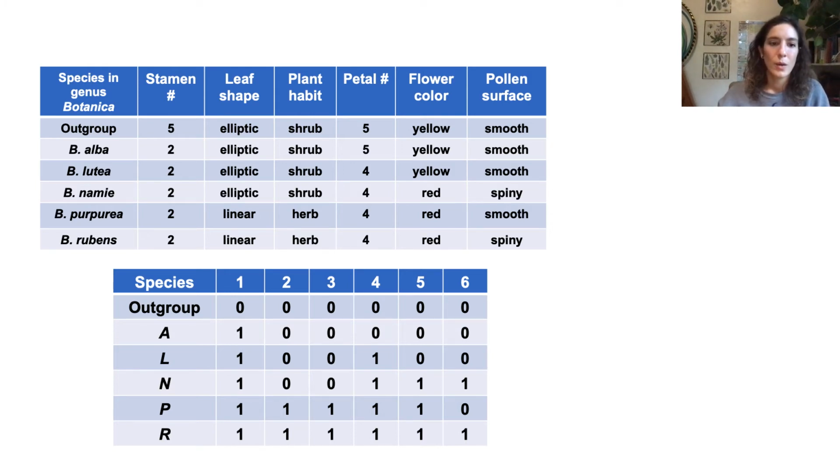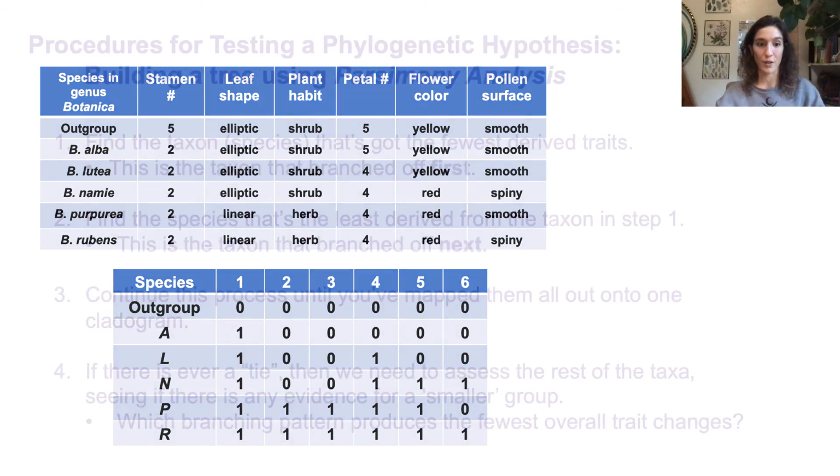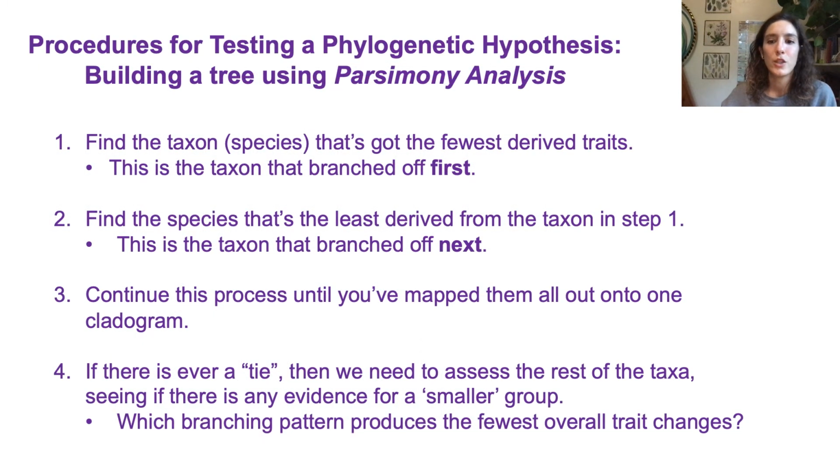So now we need to build a cladogram, and this is a much bigger matrix than the one that we had just done together with the conifers. So when we have this matrix, what we need to do is first find the taxon, here, the species, that's got the fewest derived traits. In other words, this is the one that is most similar to the outgroup. This will, in theory, be the one that most likely branched off first, the one that has the most in common with the outgroup, okay?